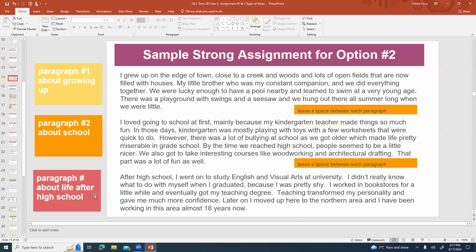And then a paragraph about life after high school. After high school, I went on to study English and visual arts at university. I didn't really know what to do with myself when I graduated because I was pretty shy. I worked in bookstores for a little while, and eventually I got my teaching degree. Teaching transformed my personality and gave me much more confidence. Later on, I moved up here to the northern area, and I've been working in this area almost 18 years now.